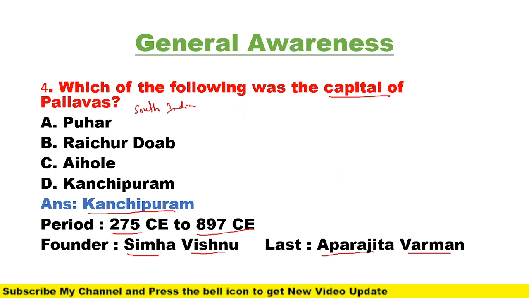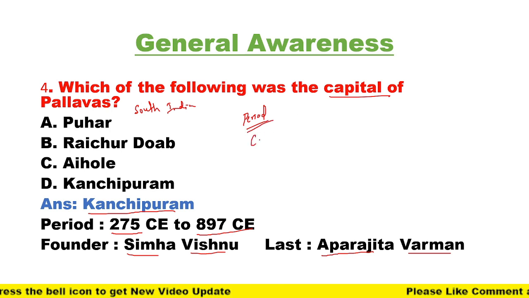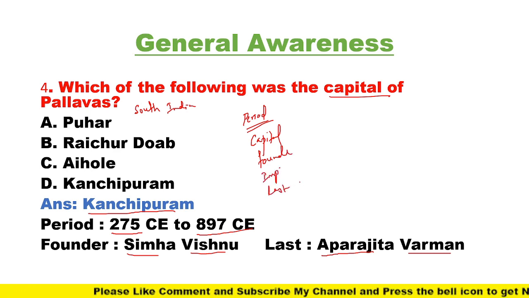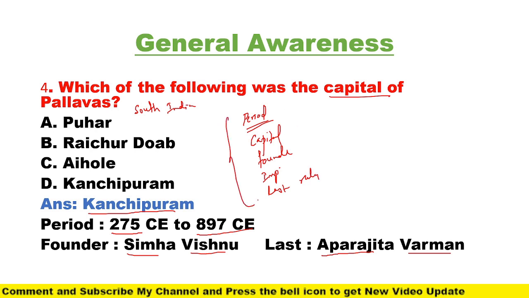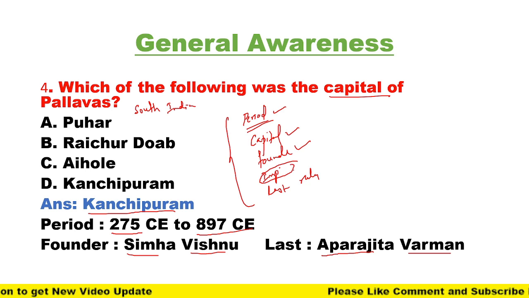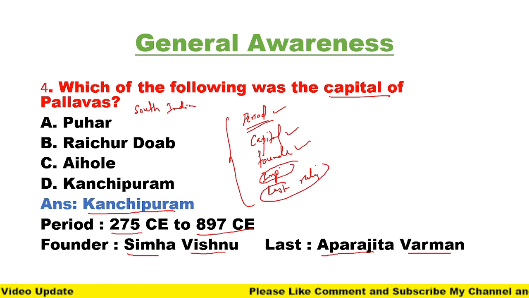One thing again, remember here: their time period, their capital, who is the founder, and the very important rulers, and the last ruler. These are very important from the exam point of view. So whenever you are studying about dynasties, try to remember this period, capital, founder, any important persons whose rule matters, and the last ruler of that particular dynasty.